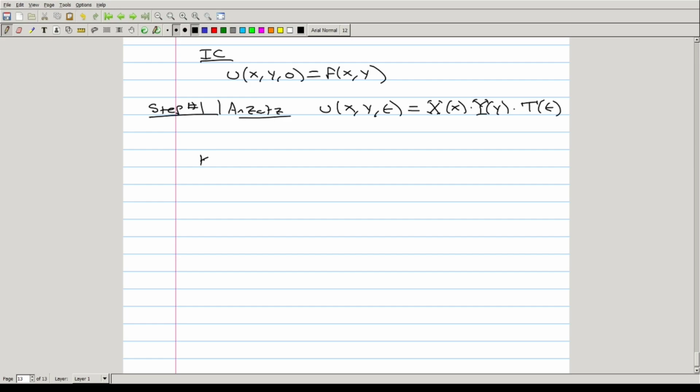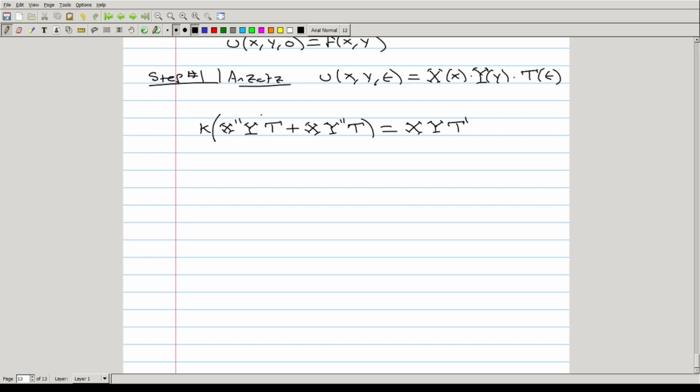we get k times X prime prime times Y times T plus X times Y prime prime times T is equal to X times Y times T prime, which is a little bit more complicated than the 1D case. However, we can still go through and simplify this.